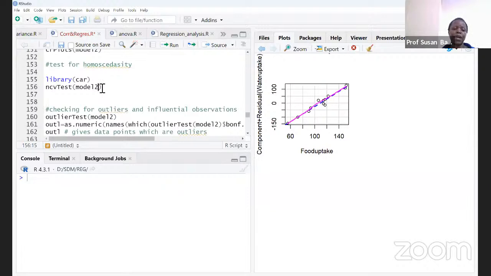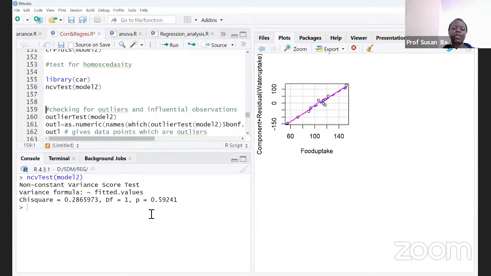So again, let me rerun this. Our null hypothesis is that the variance is constant, and the alternative is that the variance is not constant. Because now the p-value is bigger than 0.05, we conclude that the variance is constant. So the data suits the model we've applied, and the assumptions under the model have not been violated.